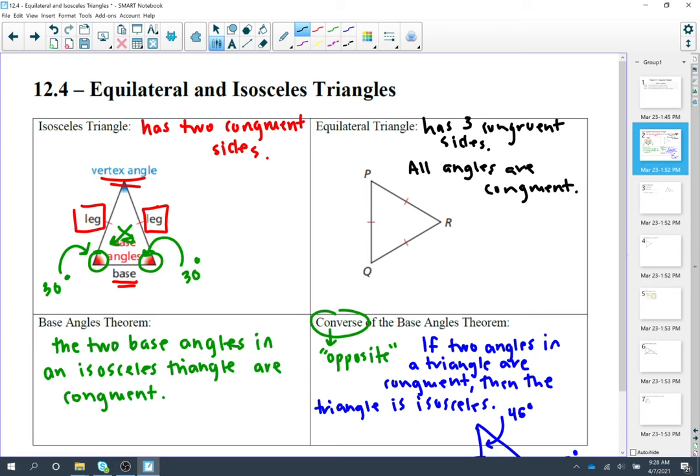Now, if the three angles are congruent, and we know that in a triangle, all angles add up to 180 degrees, then we can take 180, divide it by 3, which gets us 60 degrees. So I know that in an equilateral triangle, all of the angles are going to be 60 degrees. And that is true every single time, but only if you're looking at an equilateral triangle.